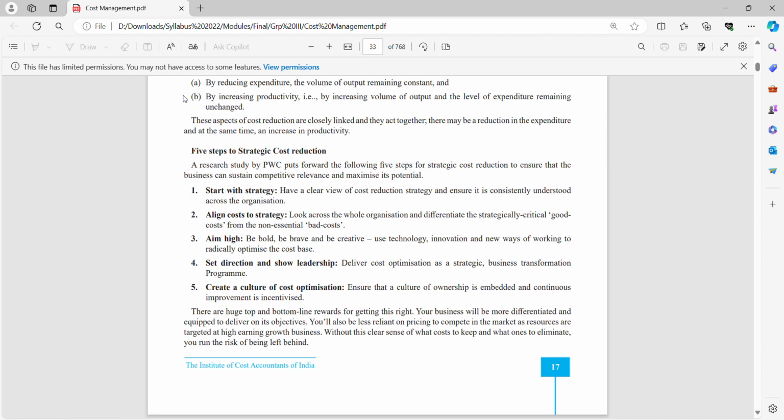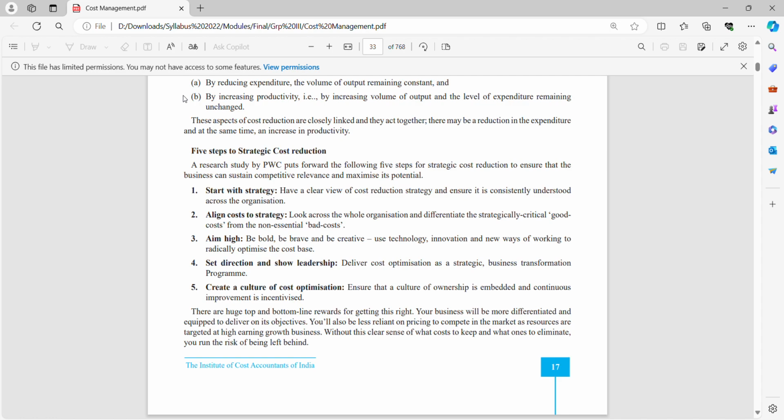Now we have 5 steps for reducing cost. A research study by PwC puts forward the following 5 steps for strategic cost reduction to ensure that the business can sustain competitive relevance and maximize its potential. Start with strategy. Plan out everything. Without planning, you cannot work. Have a clear view of cost reduction strategy and ensure it is consistently understood across the organization.